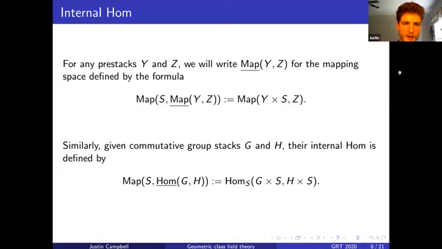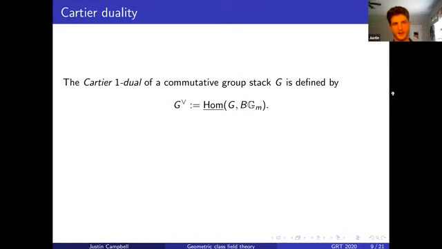Okay. So what I'll call the Cartier 1 dual of a commutative group stack is defined as the internal Hom from G into the classifying stack of G_m. I call it the Cartier 1 dual because usually when people say Cartier dual, they mean what, with this convention, would be called the Cartier 0 dual, right? So that would be internal Hom into the multiplicative group itself. So for me, the Cartier 1 dual is Hom into BG_m. It's the kind of duality you would consider if you were talking about duality of abelian varieties, for example.